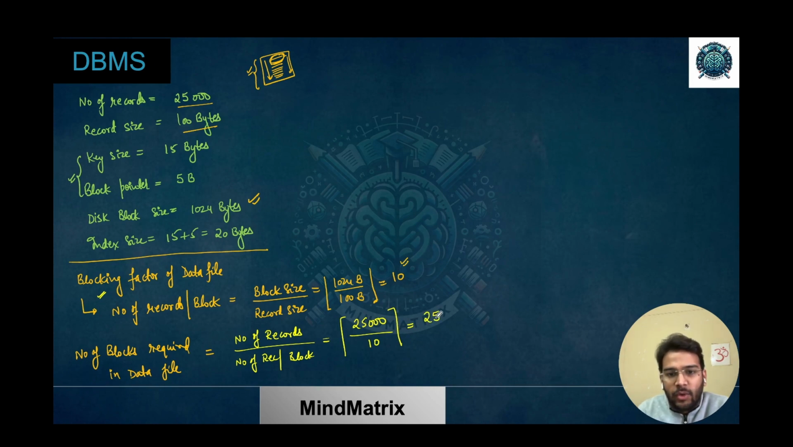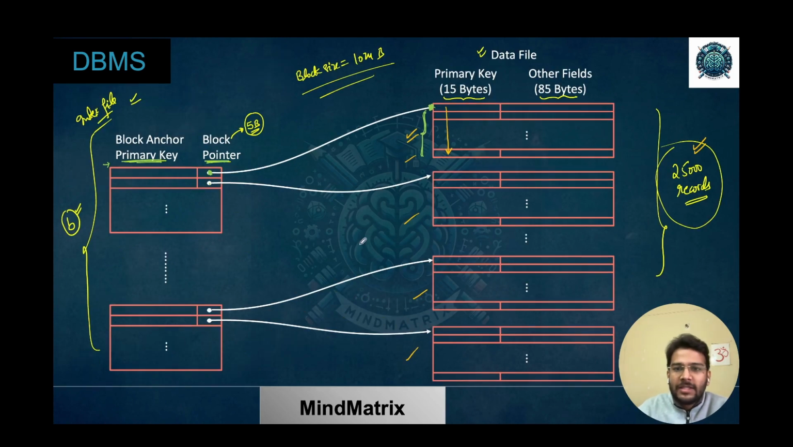So you will be getting 2500 as the number of blocks required in the data file. Clear? That means in this entire data file you now have 2500 blocks. Clear? You have 2500 blocks to store these 25,000 records. Clear? Now carefully understand, in case of primary indexing, as it is a sparse index.